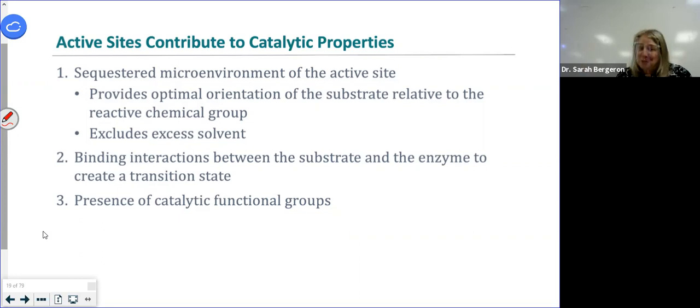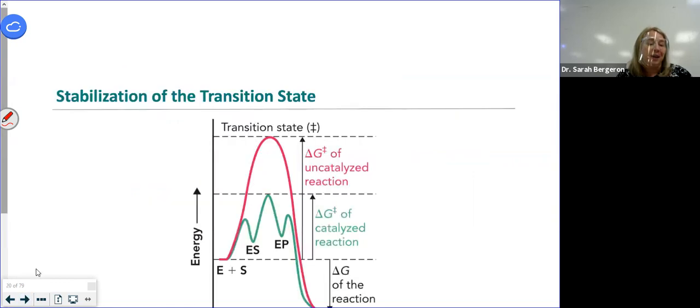And then you have interactions between the substrate and the enzyme. And I'm going to show you some examples, and it's going to make way more sense. But you actually have interactions between the side chain residues of the enzyme and the substrate itself. And you make a transition state molecule. You turn that substrate into a transition state molecule. And then you have those functional groups that are participating in the actual catalytic activity.